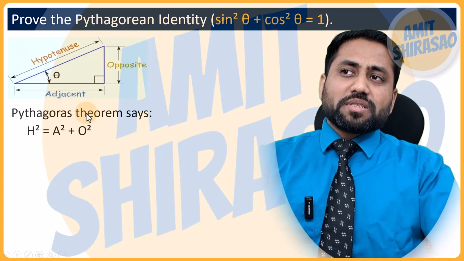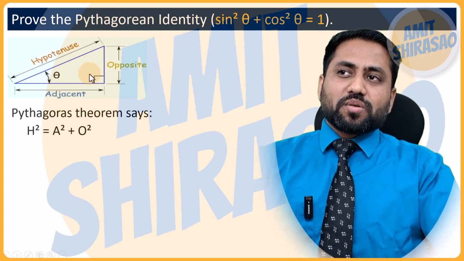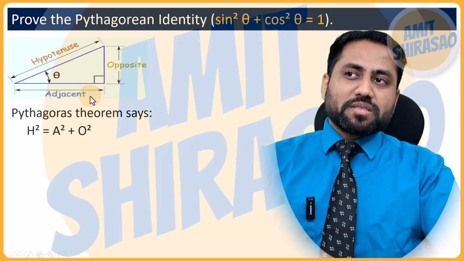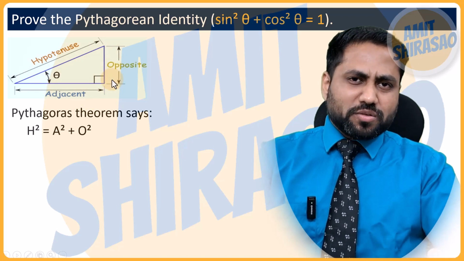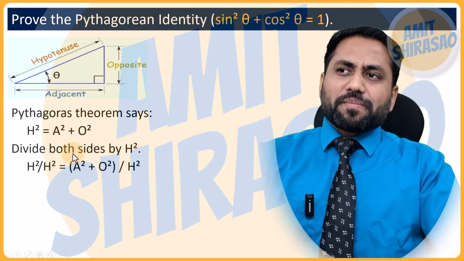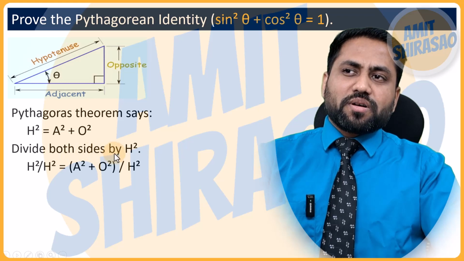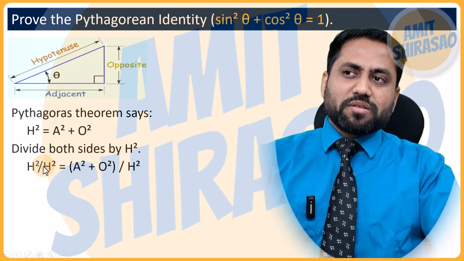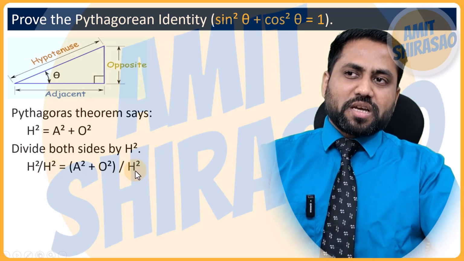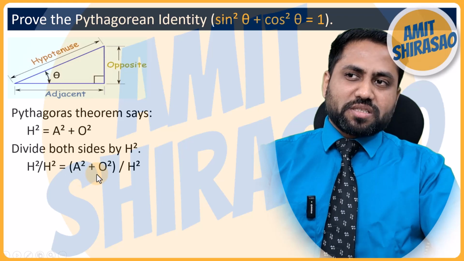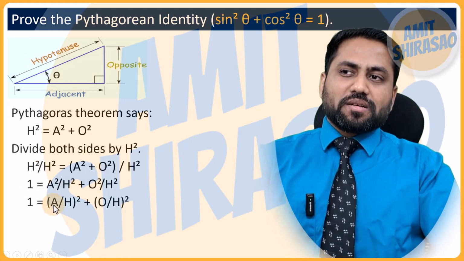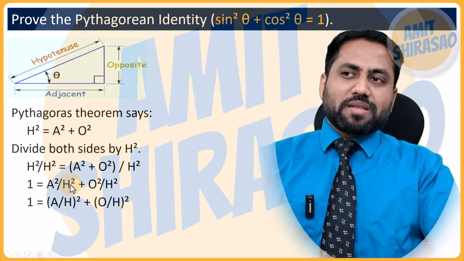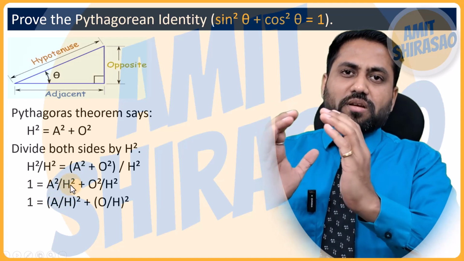So Pythagoras theorem, what does it say? It says that hypotenuse square is equal to adjacent side square plus opposite side square. Right, now divide both the sides by hypotenuse square. So what will it be? Here it will be this. Here it will be this. Now this h square will get distributed amongst these two, right? And this evaluates to 1. And then the square can be put across both of them.